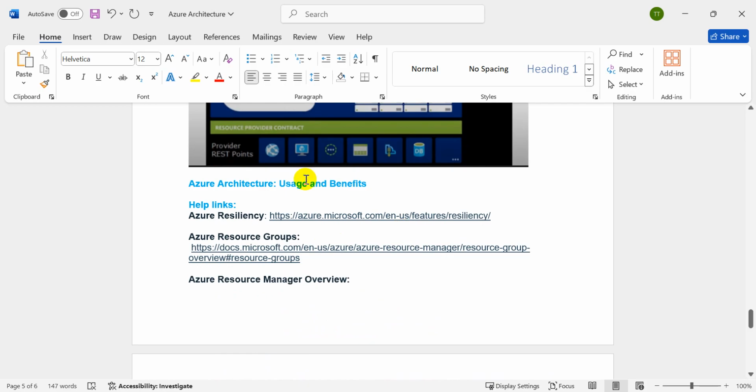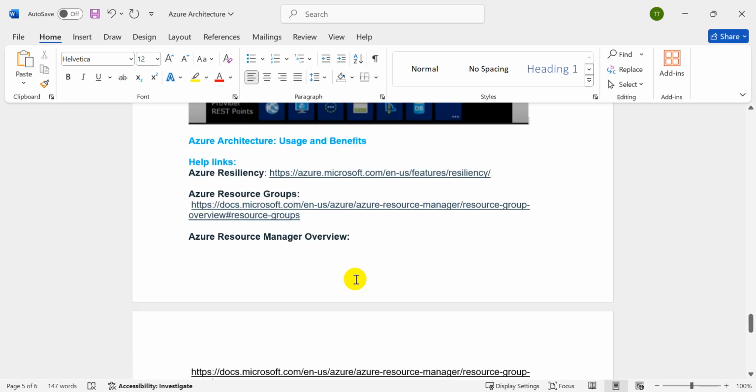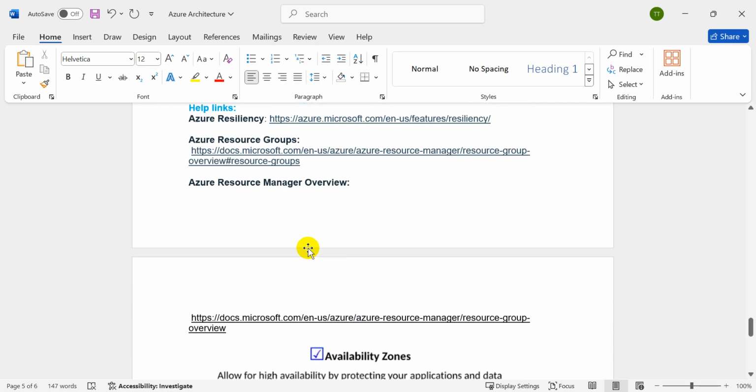Some of the Azure architecture uses and benefits links are there. I will share the documents so you can go through them.